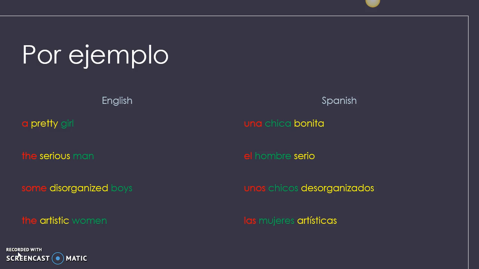If we communicate some disorganized boys in Spanish, we would say unos chicos desorganizados, which translates to some boys disorganized. The adjective desorganizados follows unos chicos, the noun it describes. If we communicate the artistic women in Spanish, we would say las mujeres artísticas, which literally translates to the women artistic. The adjective artísticas follows las mujeres, the noun it describes.